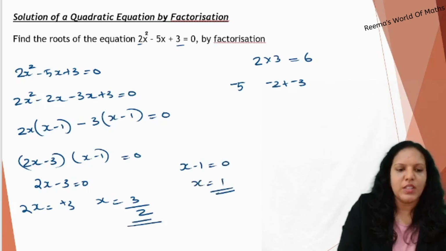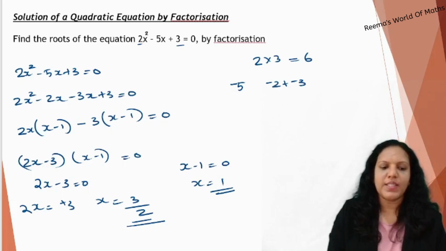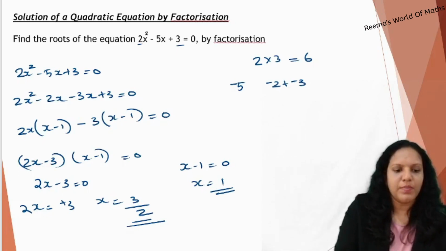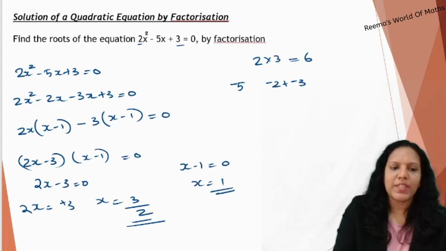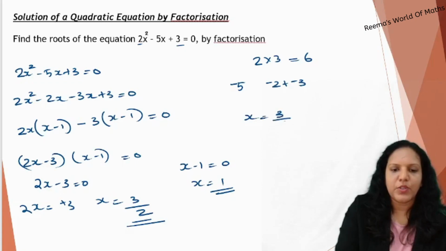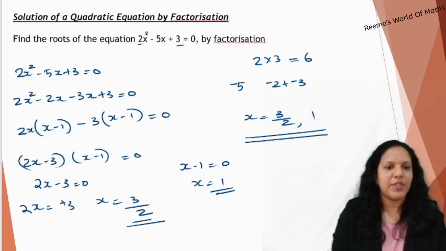So we find two solutions for x: one is 3 by 2 and the other one is 1. So the roots of the equation 2x squared minus 5x plus 3 equals 0 are x equals 3 by 2 or x equals 1. So these are the roots of this quadratic equation.